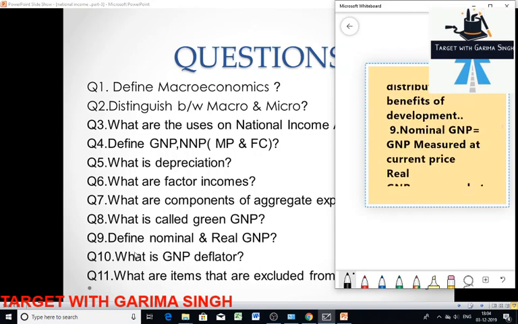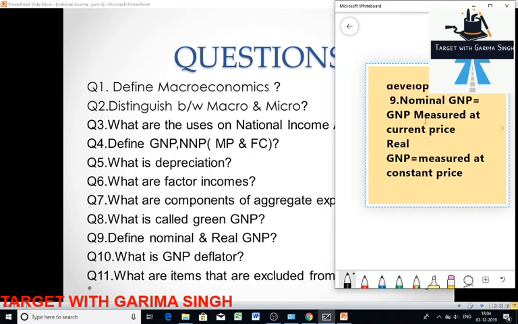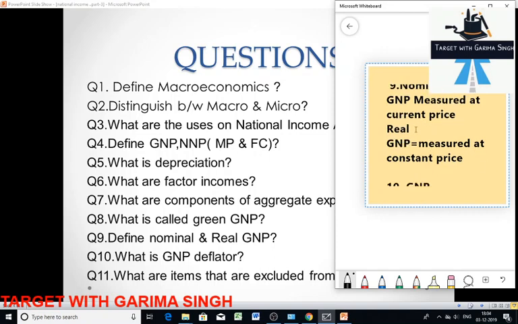Now we will move on to the ninth question. Define nominal and real GNP. Nominal GNP: when GNP is measured at current price, then it is nominal GNP. When GNP is measured at constant price, then it is real GNP. That's what I have written: at current price, nominal; at constant price, real.